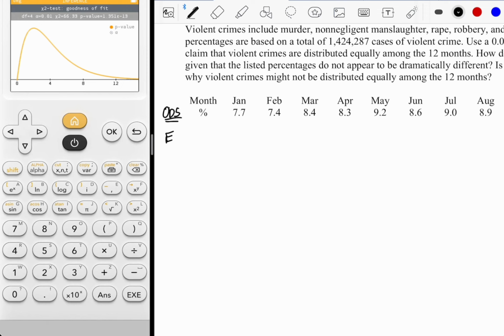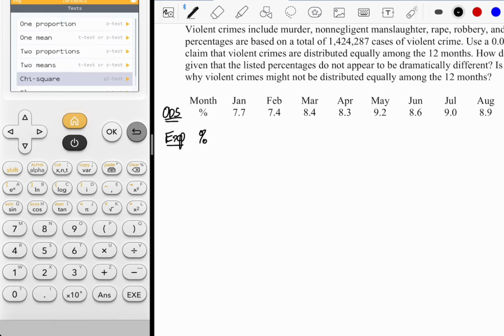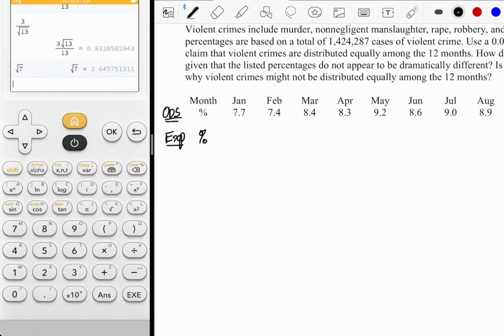The expected percentages should be, well, it should be the same number per category. So it should be 1/12 of the available 100%, right? So if I do 100 divided by the 12 months, I should have 8 1/3% each month. So I'll just say 8 1/3.